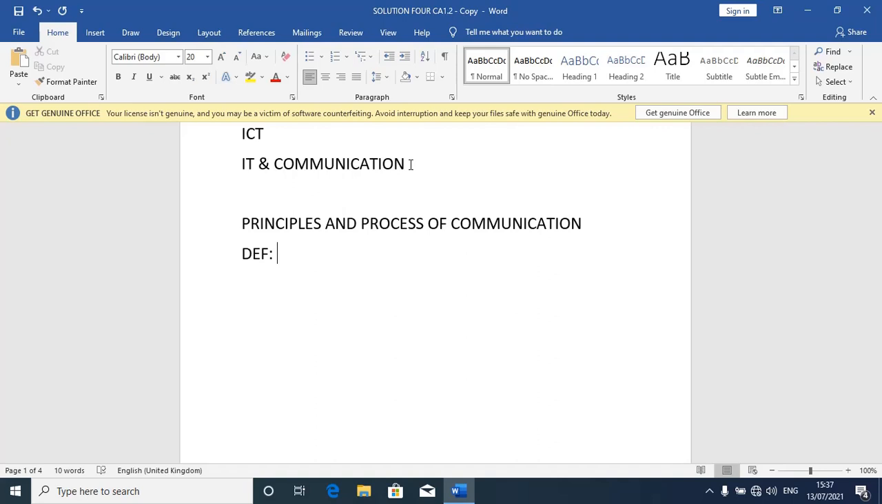So communication is defined as the process of exchanging information. So we end there. To give you a full definition, communication is defined as the process of exchanging information, ideas, feelings, emotions, beliefs, and values between two parties. The short form, we can just say communication is the exchange of information between two parties.